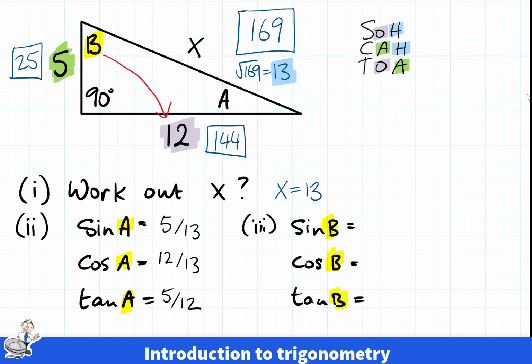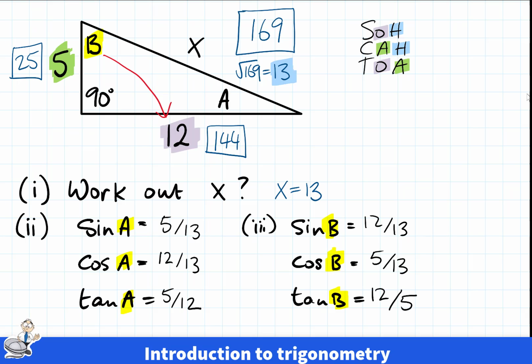So if I'm talking about angle B, sine of B is opposite over hypotenuse, which is 12 over 13. Cosine B is 5 over 13, adjacent over hypotenuse, adjacent to B. And tan B is opposite to B, which is 12, divided by adjacent to B, which is 5.